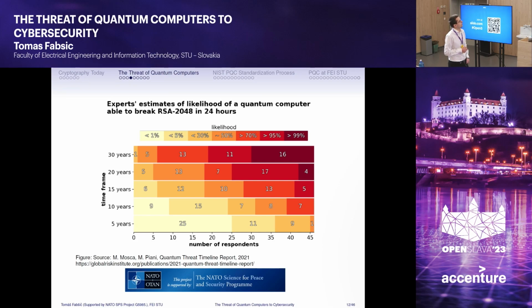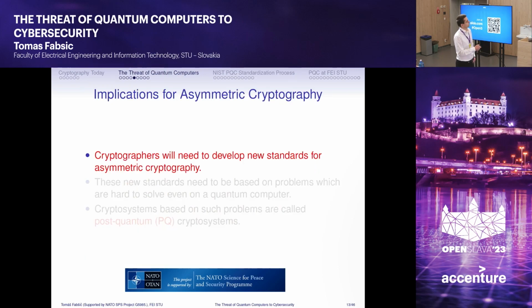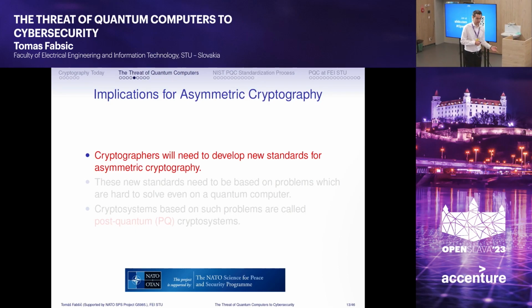So from this, we can see that the experts in the field think that large quantum computers are coming, and they believe they will be here in 30 years, well, at least the majority of the experts. So what this means for us cryptographers, because I'm a cryptographer, is that we need to develop new standards for asymmetric cryptography. And so we need to replace RSA because it's based on prime factorization, and prime factorization will be solvable by quantum computers.